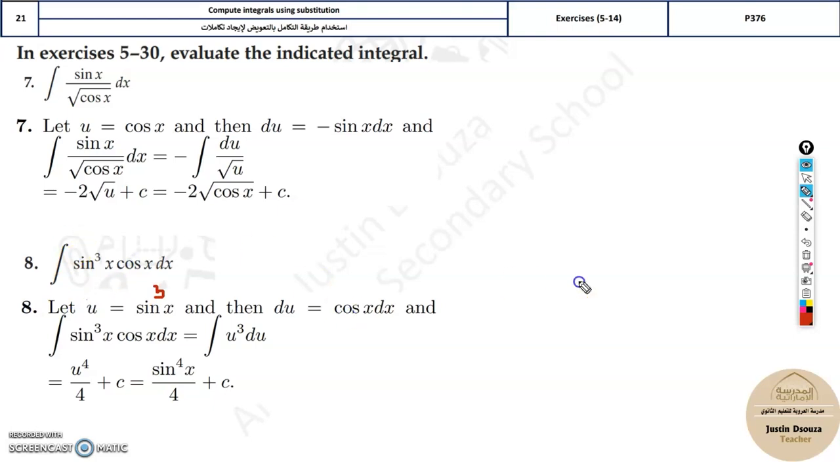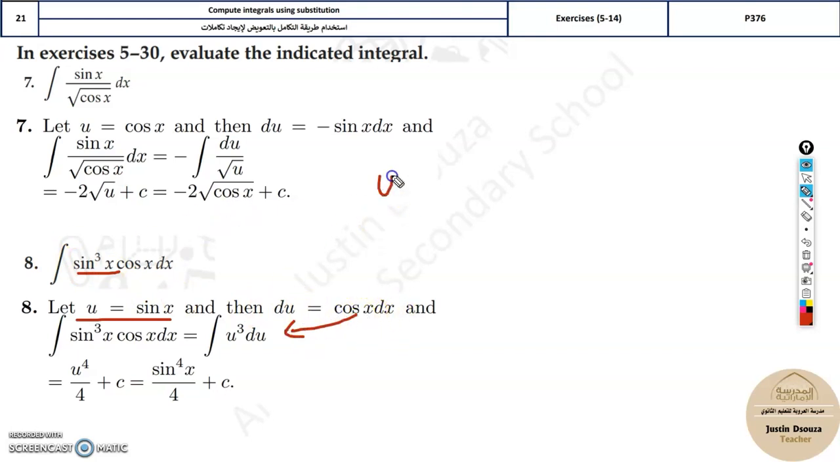So what do you do? You're taking sine from here. Take sine as u. Differentiate this. What will happen? When you differentiate, you will get cos x dx. So now just take this cos to the other side.